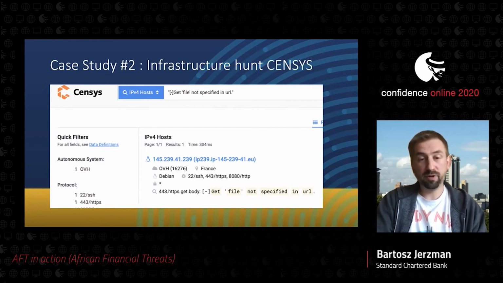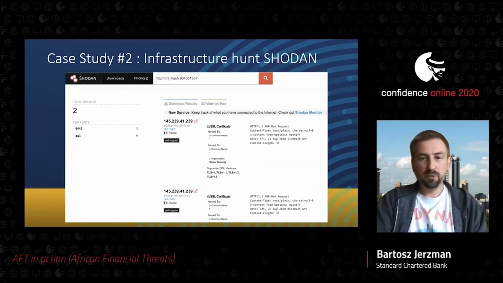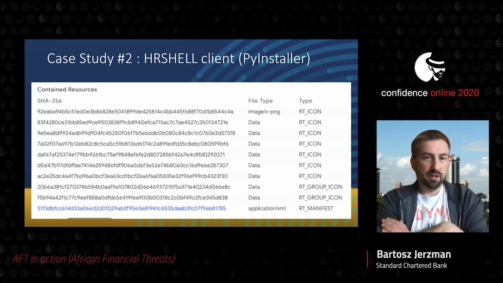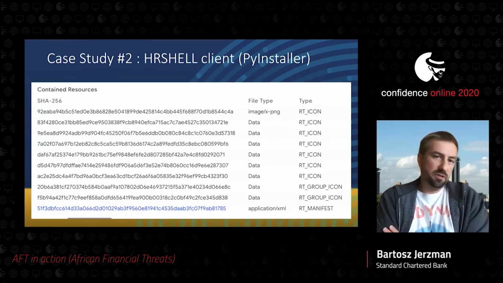But this could be a very good indicator to find other infrastructure when they, for example, begin another operation. They set up a new server. This could also be a good indicator to hunt them. That's the way you can find it in Shodan. You can use the hashes of the HTML, so the response, the body, and that's the way.